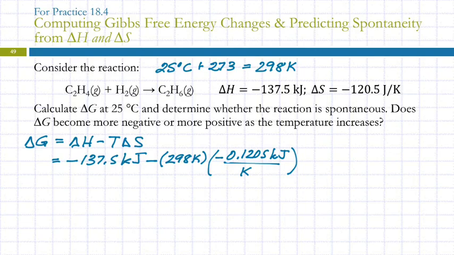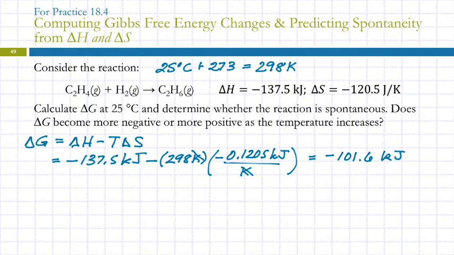Okay, so negative 137.5 minus 298 times negative 0.1205. I'm getting negative 101.6. And the units there are kilojoules. So the Kelvins cancel out. Units are your friends. The units on delta S suggest that we need a temperature term in there, and that can help us to remember what the equation is.